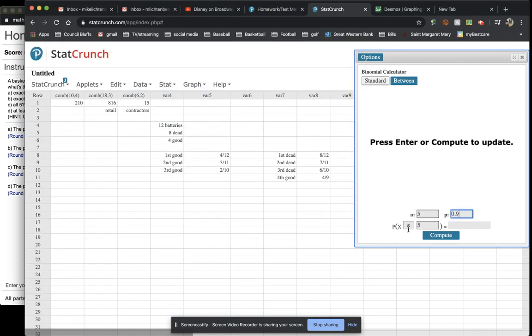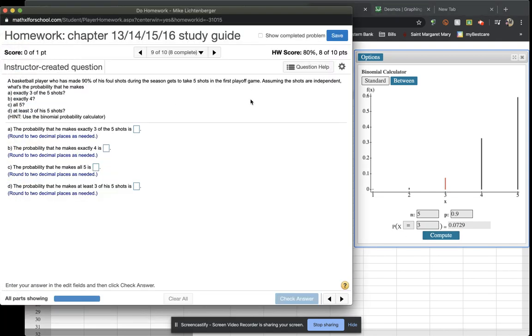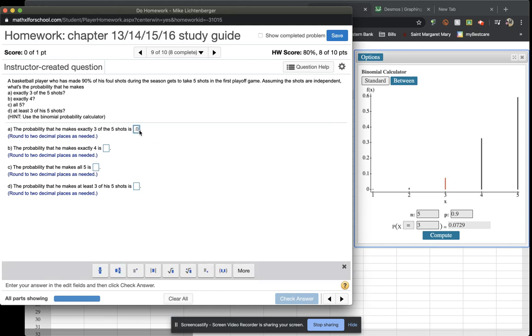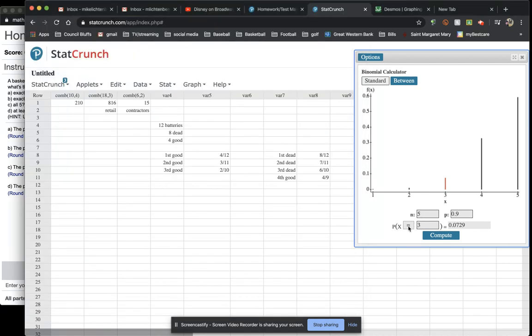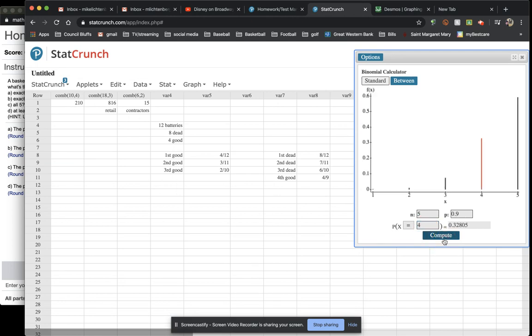And for A, we want to know what's the probability that he makes exactly 3 of the 5 shots. So I'm going to make this equals. Exactly 3 would mean equals 3. Round to 2. So that would be 0.07. Probability that he makes exactly 4. So exactly 4 would mean keep this as equals and change the 3 to a 4. And rounded to 2, that would be 0.33.